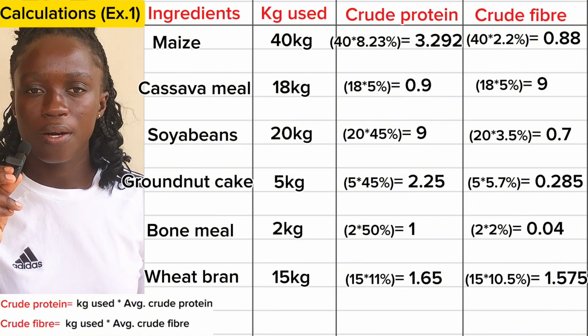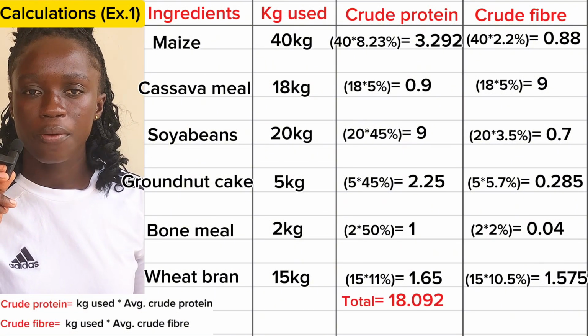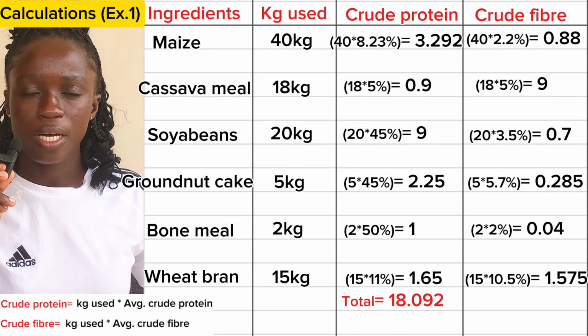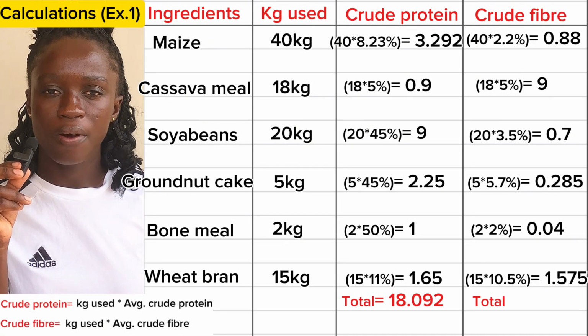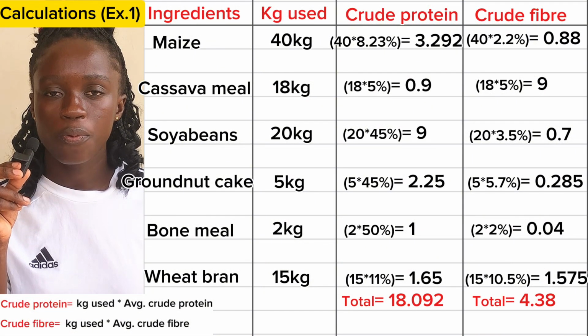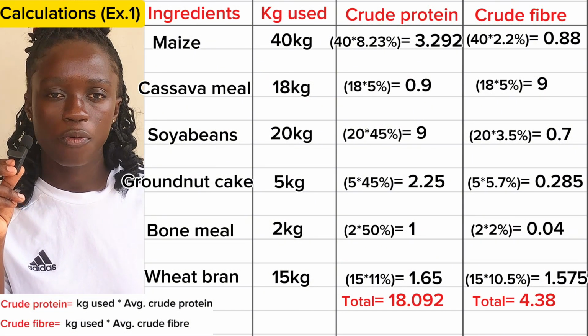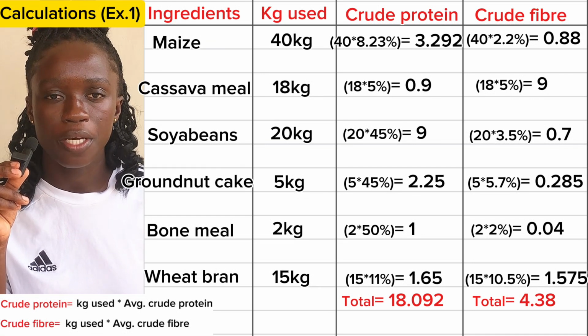So finding the total for the crude protein gives us 18.092. And finding the total for the crude fiber gives us 4.38. So it means that the crude protein content of this feed is 18.092% and the crude fiber is 4.38%.